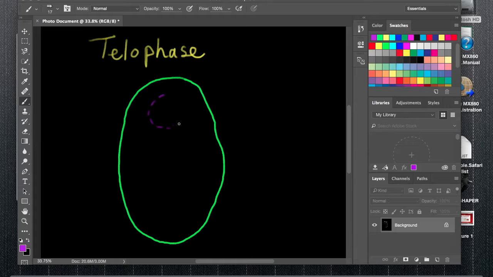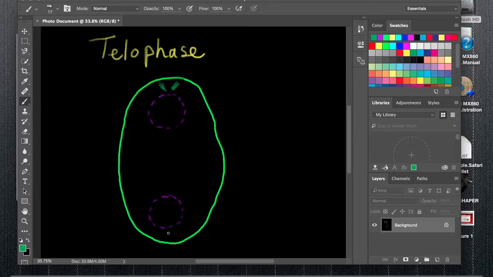So telophase starts after anaphase, and we can tell the difference between the two when chromosomes have completely stopped moving. In anaphase, the chromosomes are moving towards each end of what will be the new cells. And once they completely stop moving, then telophase starts.